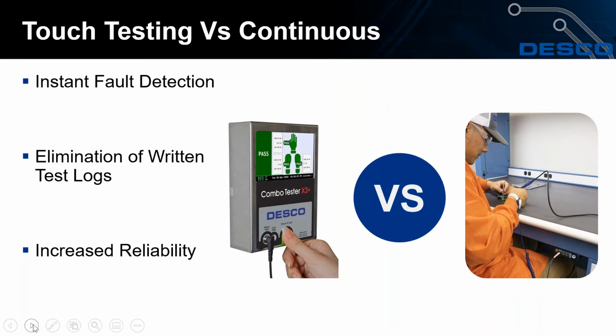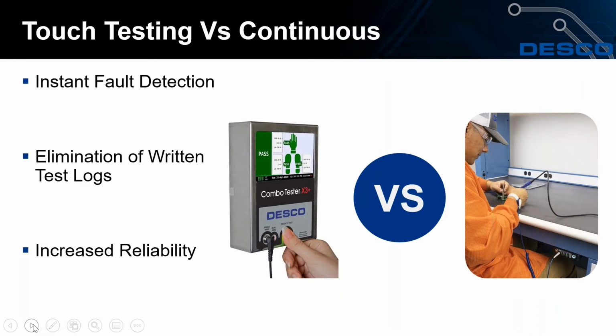And I'm sure there's a number of you out there that already have continuous monitors, or you're thinking about it, so you have an idea of how this stuff works, but I'm going to go over that. The number one benefit of using continuous monitors is for instantaneous or instant fault detection.